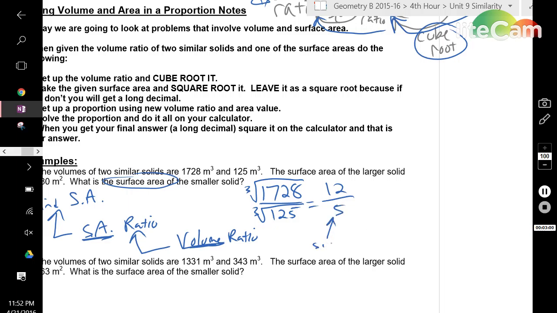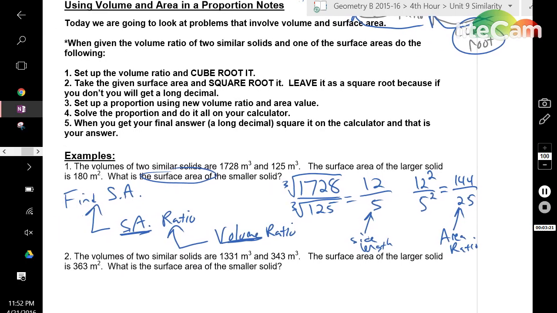So right now this is side length. To change the side length into an area ratio, we're going to square it. It's going to be 144 over 25. Now we have an area ratio, or in this case a surface area ratio. So we found our surface area ratio. We now need to find our surface area.